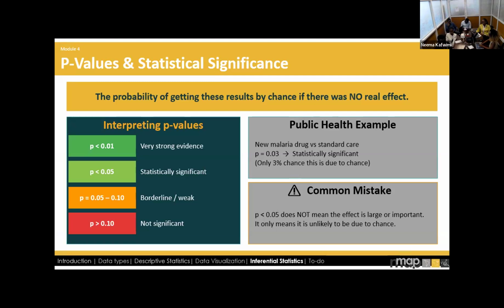Is there a question? When the hypothesis is null, the probability of getting those results. Let's go to an example.